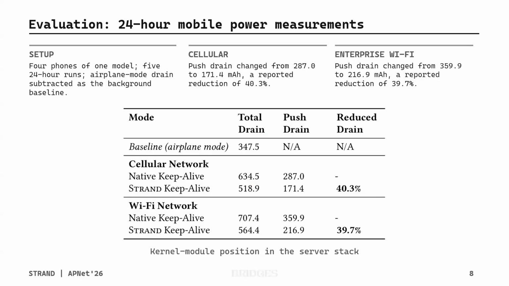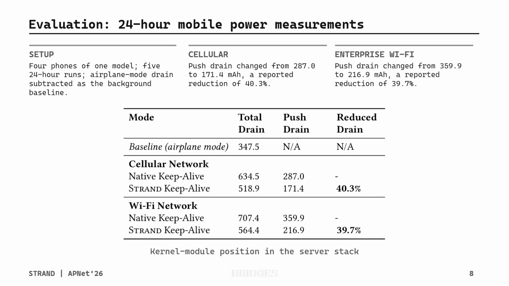The evaluation separates terminal energy from timeout search performance. The server module ran on a cloud push server with 4 phones of the same model. Each condition lasted 24 hours and was repeated 5 times. An airplane mode measurement of 347.5 milliamp hours was subtracted as background drain.